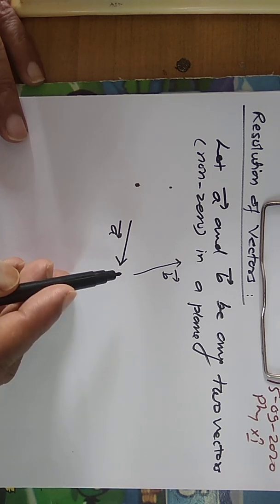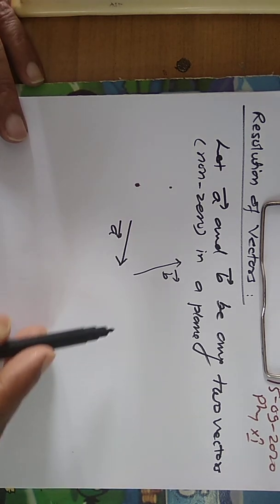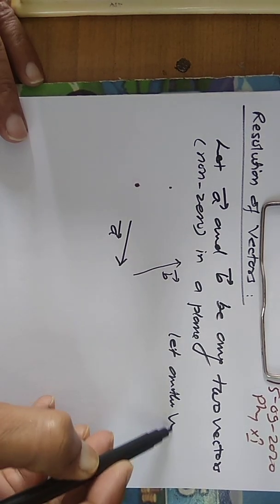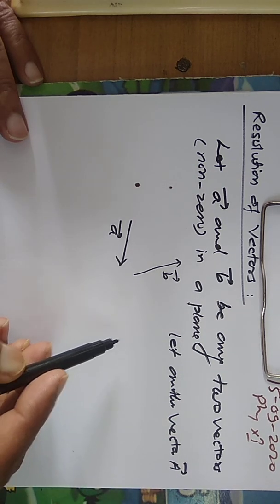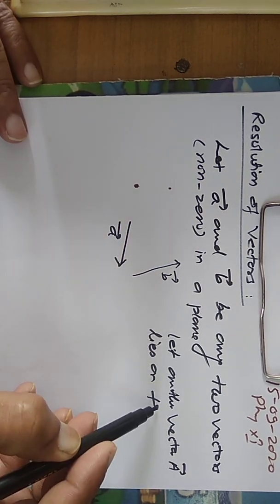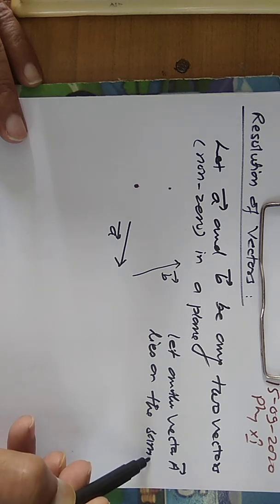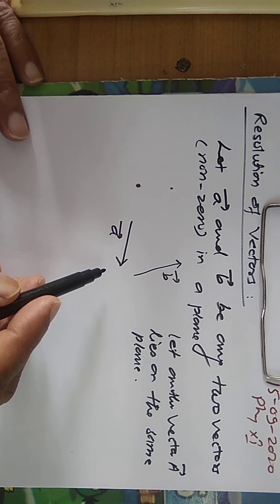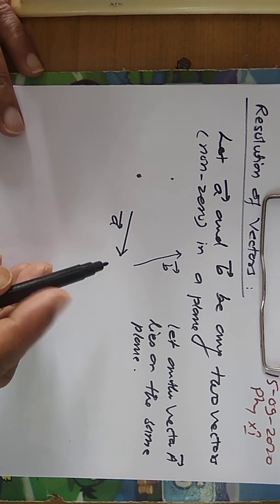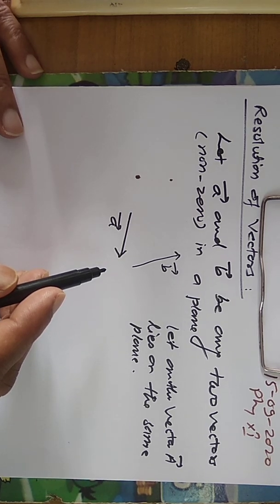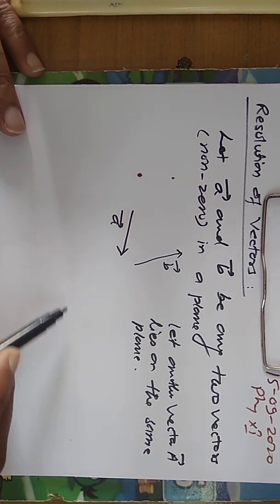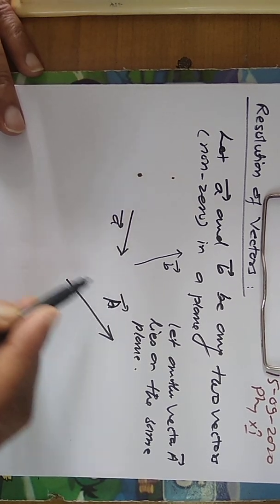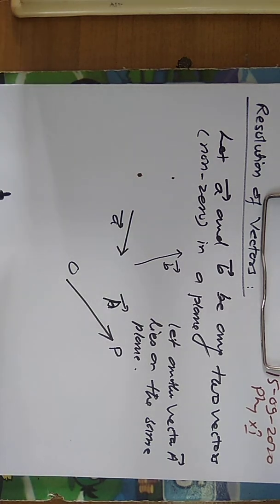Now consider another vector. Let another vector lie on the same plane. Now we have to resolve this vector. Say this is the vector A. OP is the given vector A.